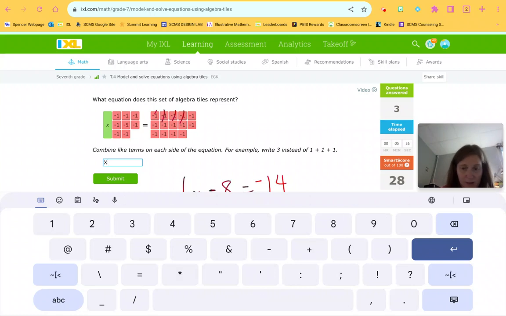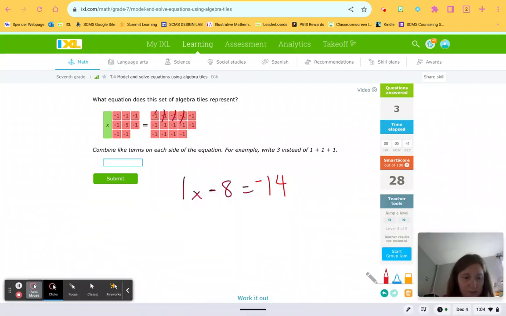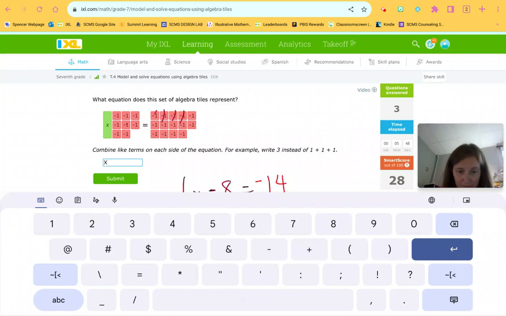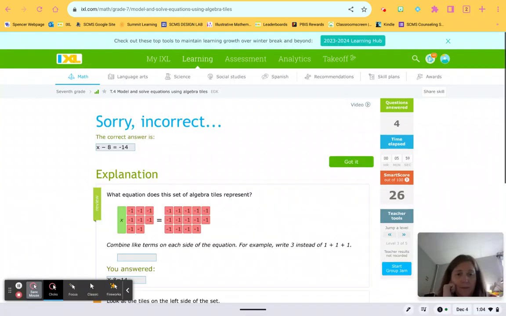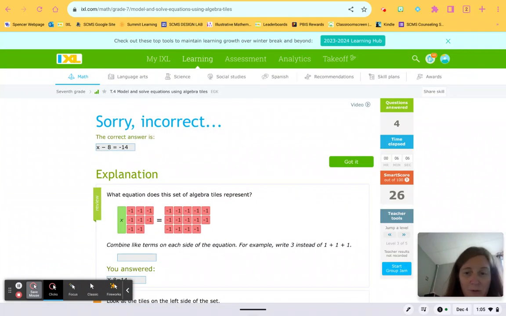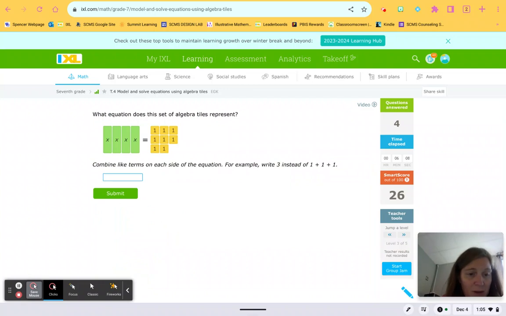Why is my minus not coming in? All right, so anyway, next, minus 8 equals 14. I don't know why it's being weird. Okay, whoopsie. X minus 8 equals, did I say 14? Uh-oh, negative 14. I got it wrong because I forgot to put negative 14 in. Sorry about that. But this one, I'm going to get it right.